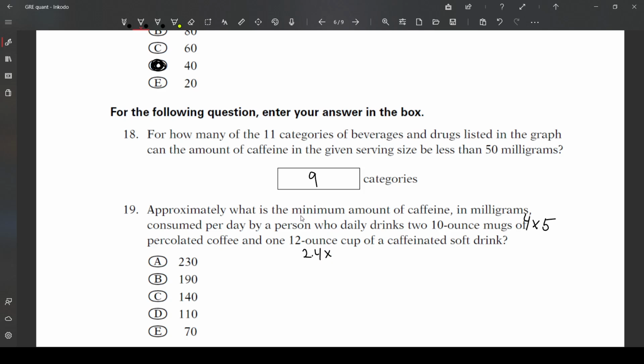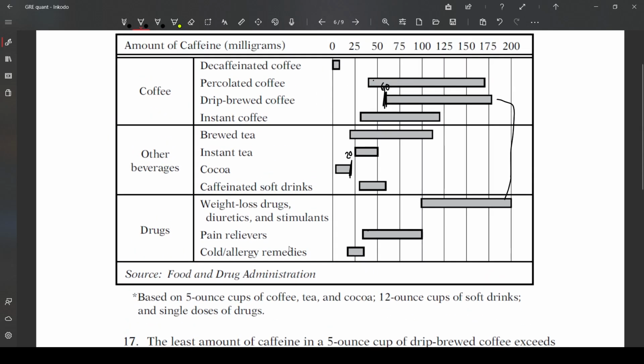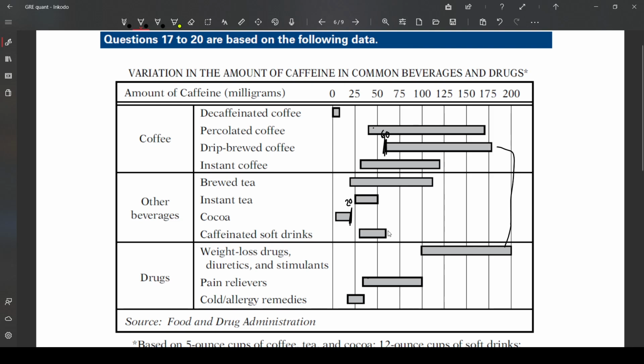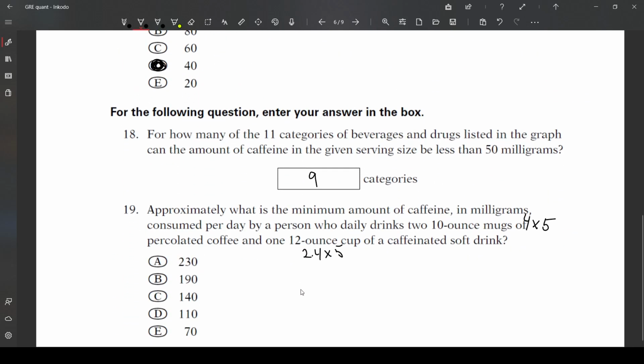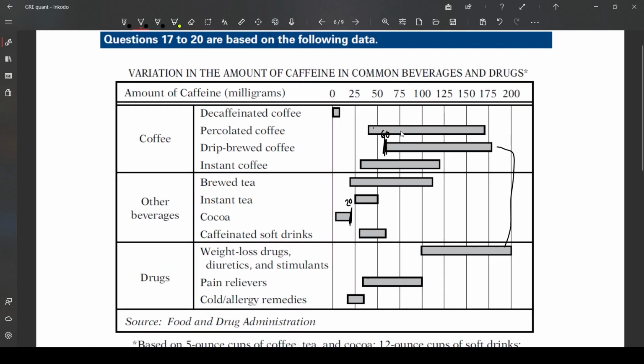So the minimum amount of caffeinated soft drink. Okay, so for a caffeinated soft drink, the minimum is around 30. So 2.4 times 30 plus 4 times percolated coffee. This is about 40, I'd say.